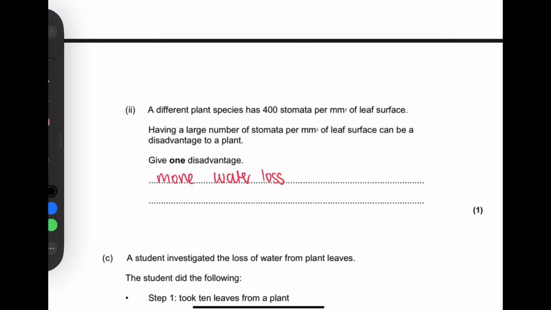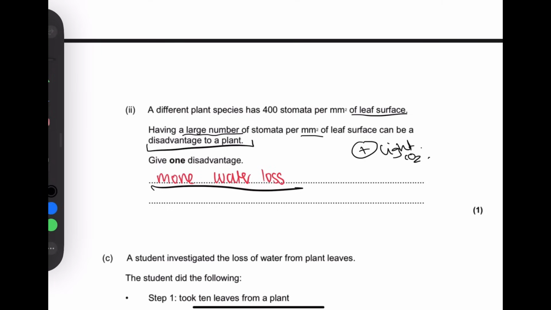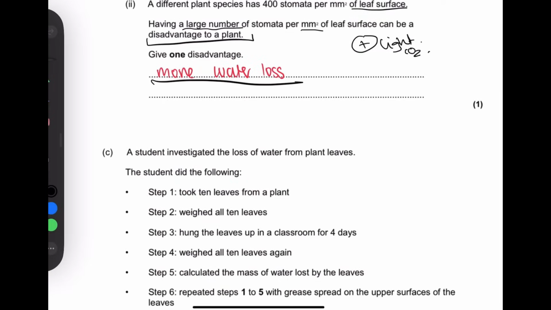So 2ii. A different plant species has 400 stomata per millimeter of leaf surface. Having a large number of stomata per millimeter of leaf surface can be a disadvantage to the plant. Give one reason why. So what we usually think is an advantage, it's an advantage because we get more light in, and this is very good for photosynthesis and for CO2. However, what it also does is that there's more water loss. And this increase of water loss means that it's more likely to wilt. It's more likely to sag because of it. That's why we want to keep the water inside so that they're able to use it instead of just completely losing it.